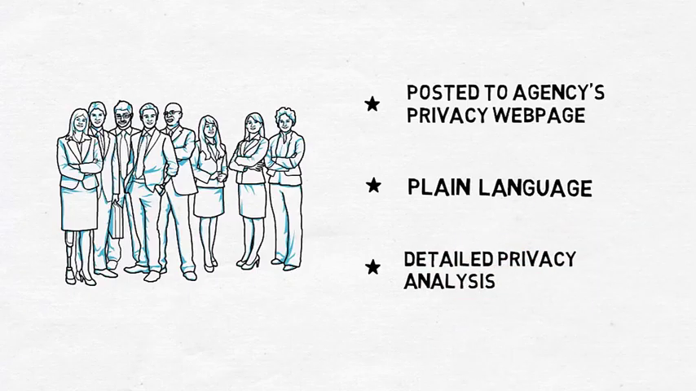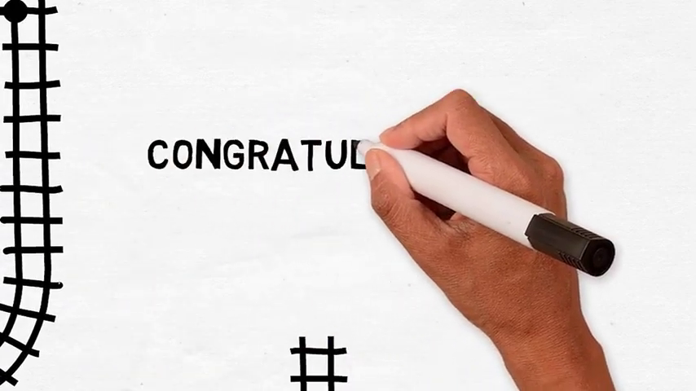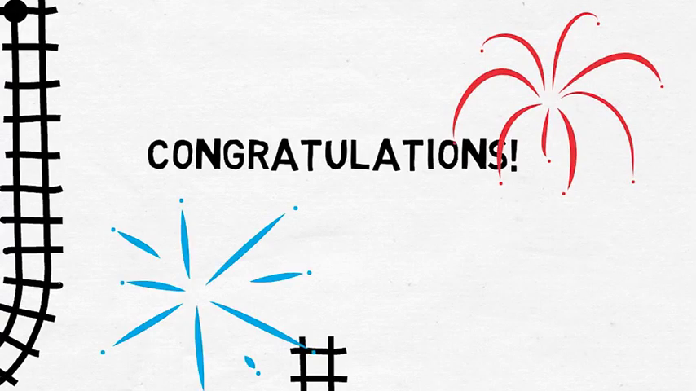And it should have enough detail to show the agency considered privacy risk from the earliest stages and throughout the entire lifecycle of a program or IT system. In this way, federal agencies increase transparency around how they handle PII and help ensure that they remain accountable over time. Congratulations! You now know the basics of privacy impact assessments.